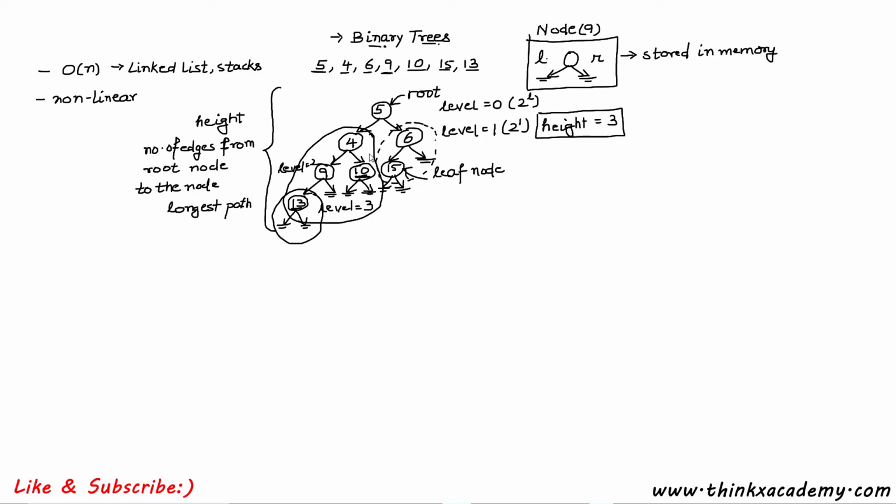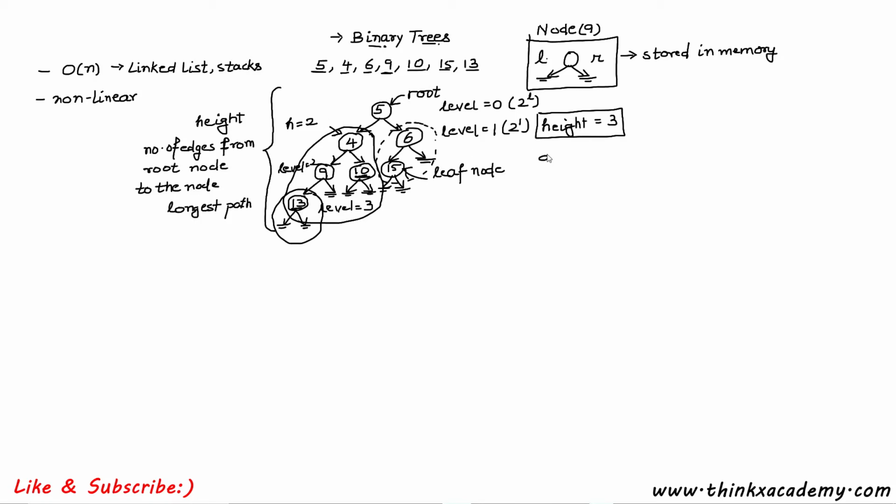Now let's see how we can calculate the height of a particular subtree. So let's say I want to calculate the height of this subtree, which is 4, 9, 10 and 13. We will apply the same concept that we applied to the height of the whole binary tree. We will consider this as a whole binary tree. So we will start from the root of this subtree, which is 4, and then move to the longest path, which is 13. So the height of this tree will be equal to 2.